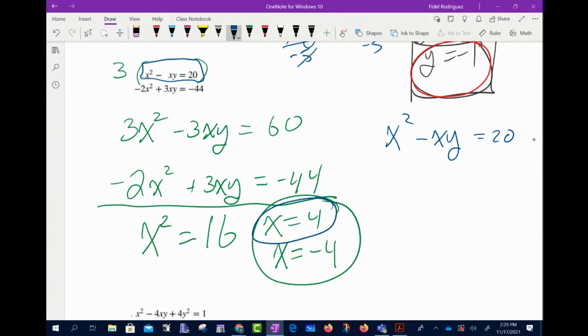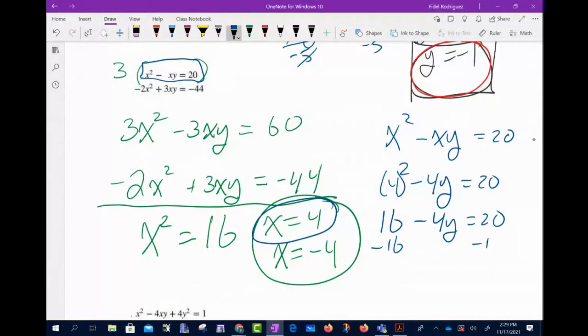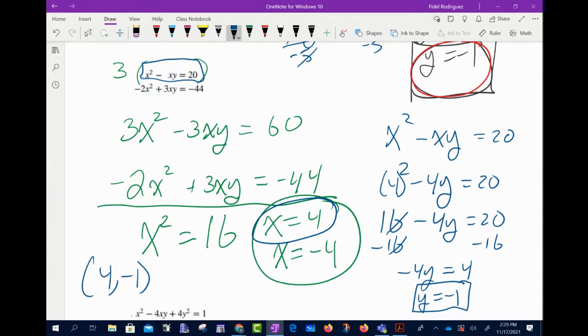So suppose we plug in x equals 4. I'm going to go like this: 4 squared minus 4y equals 20. 4 squared is 16, minus 4y equals 20. So by subtracting 16 on both sides, that's going to give me negative 4y equals 4. So wouldn't y be equal to negative 1? Okay, so look, we have one answer here: 4 and negative 1.